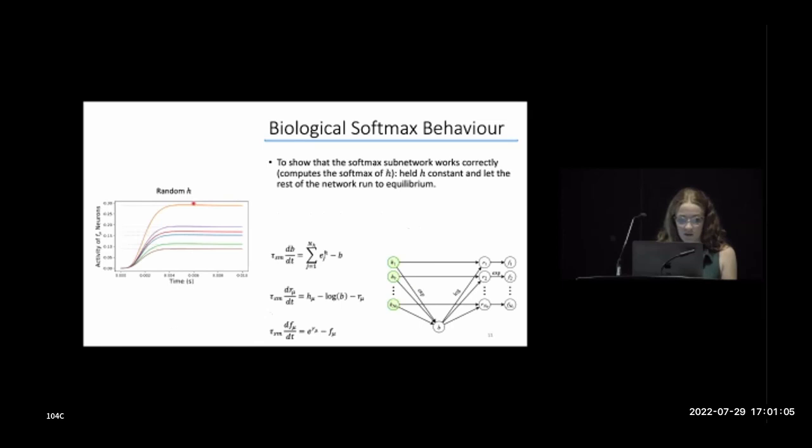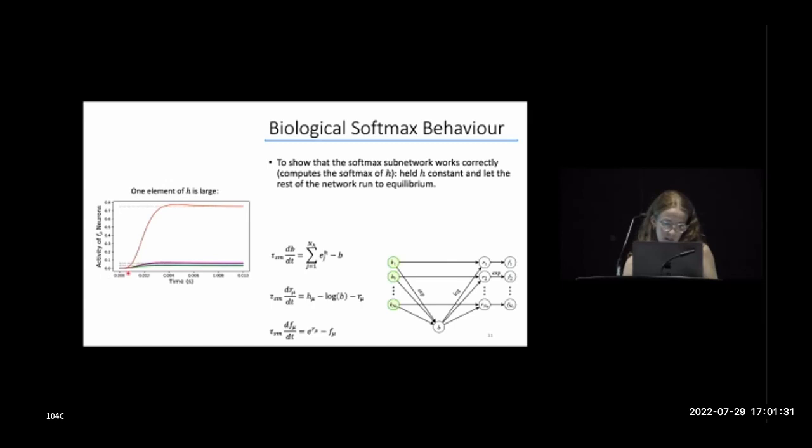So just to show you that this does actually compute the softmax of the hidden neurons, we held h constant for a random set of h values and then ran the rest of the network to equilibrium. And we can see that it indeed does approach these dotted lines, which represent the expected values of the softmax of the h. Of course, in our LSE, we'll be finding that there's behavior that looks more like this, where one element is larger than the others.